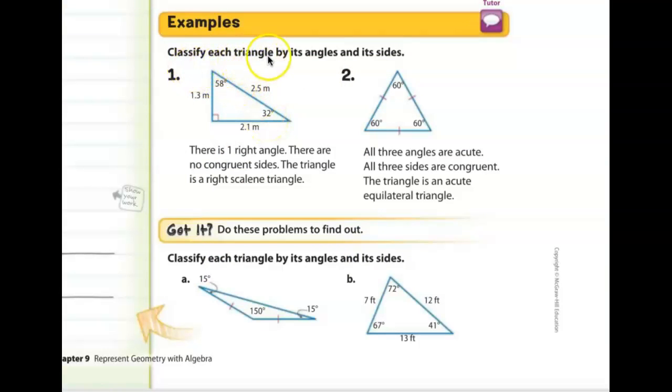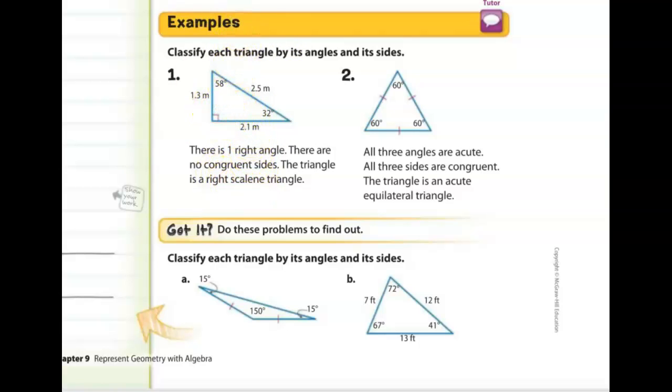It says to classify each triangle by its angles and by its sides. So we're going to give it two names. And let's start by talking about the sides. 1 3/10, 2 5/10, 2 1/10. None of those are equal. There are no equal sides. All three sides are different. Okay, if all three sides are different, this is definitely going to be a scalene triangle.